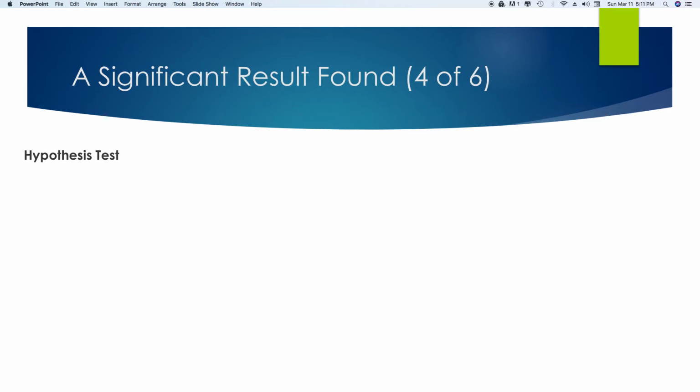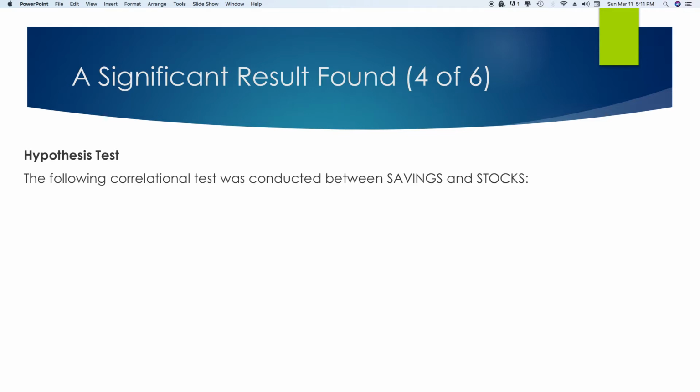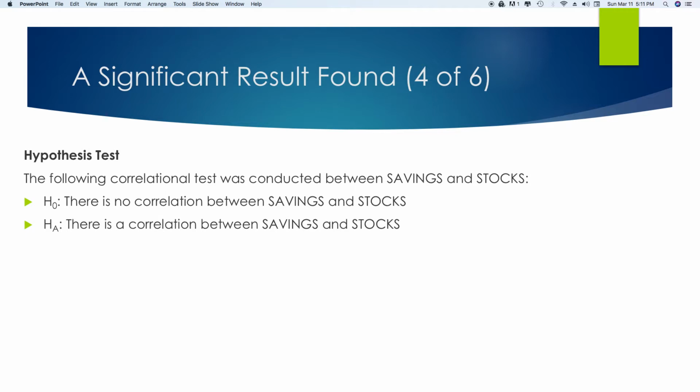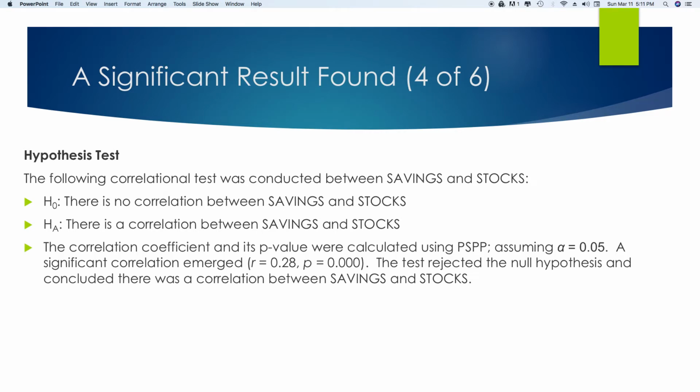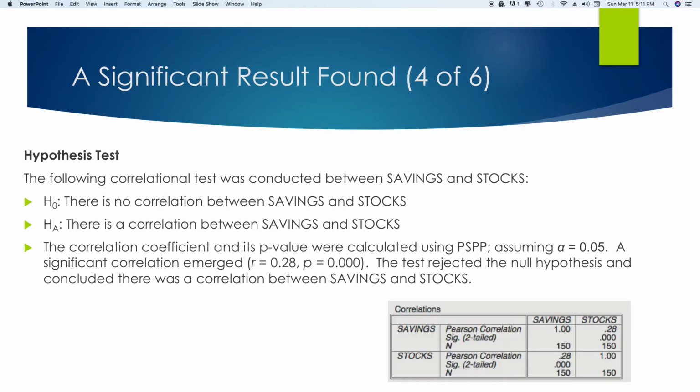The fourth significant relationship that we found was between savings and stocks. Just like the previous examples, the null hypothesis would be that there is no correlation between savings and stocks. And the alternative, of course, is there is a correlation between savings and stocks. So once we run this in PSPP, again, a bivariate correlation analysis, we see that with the same assumptions, a significant correlation emerged. R equals 0.28 and P equals 0.00. So that's the relationship between savings and stocks.